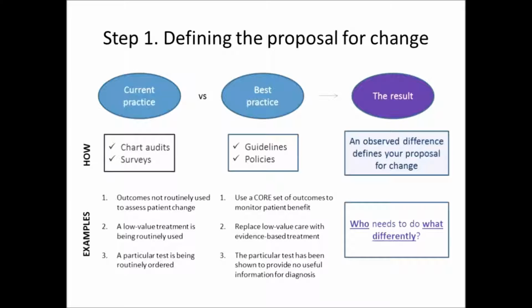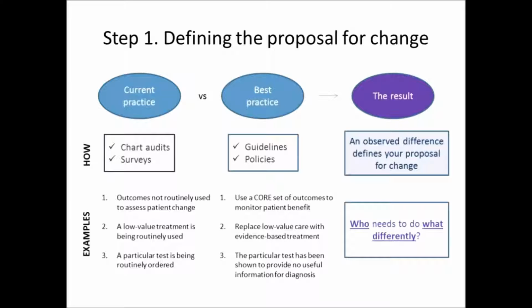So some examples might be, when you look at current practice, you might find that certain outcome measures are not routinely used to assess patient change. So I'm not sure if patients are getting better or getting worse. And if the guidelines are suggesting to use a particular set of outcomes, that's a gap in practice. So we really want to improve that so that moving forward we can ensure that we are meeting patients' needs and we're improving their health from whatever we're doing in practice.